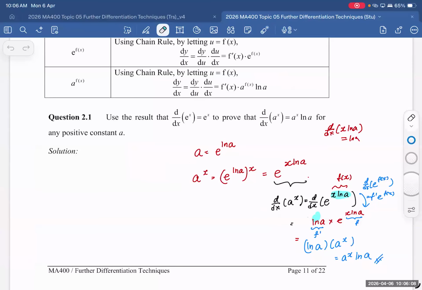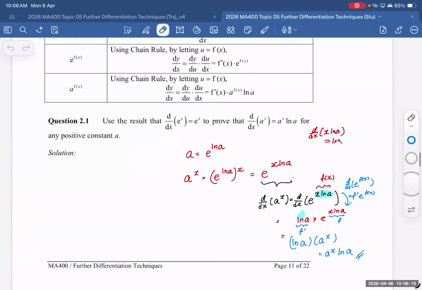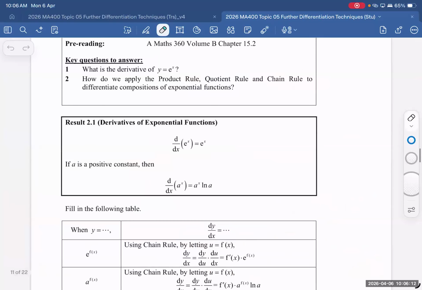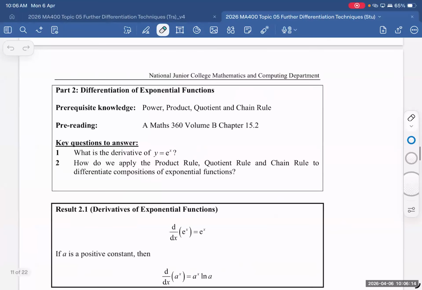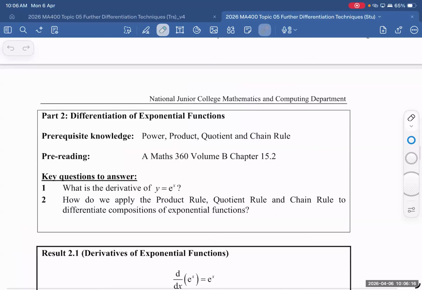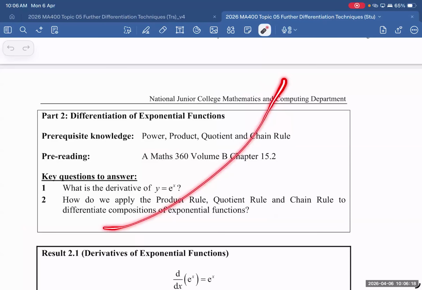Okay, so let me get to part two. We are going back to part two for today. We are differentiating exponential functions. If you look at the exponential function, I cannot prove it to you, but the tangent is basically also climbing exponentially. That's why the derivative of e^x is e^x.